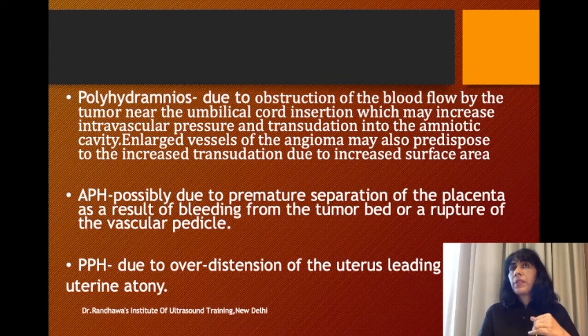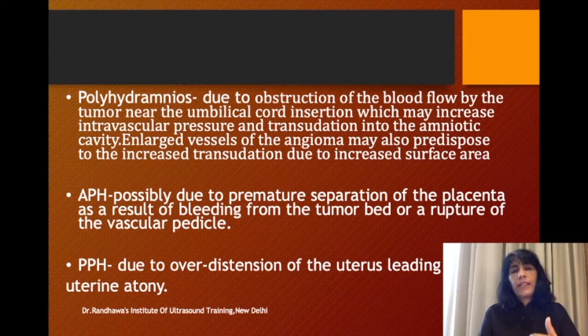Other things that can be associated are antepartum hemorrhage and postpartum hemorrhage. Antepartum hemorrhage may occur due to premature separation of the placenta, as there is a big mass there, and a bleed may occur and abruptio may occur, right? And in some cases, chorioangiomas are attached to the placenta by a pedicle, and that pedicle may rupture, and this may again lead to antepartum hemorrhage or abruptio.